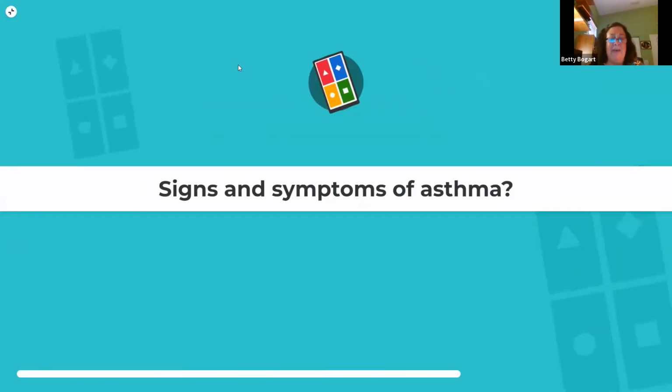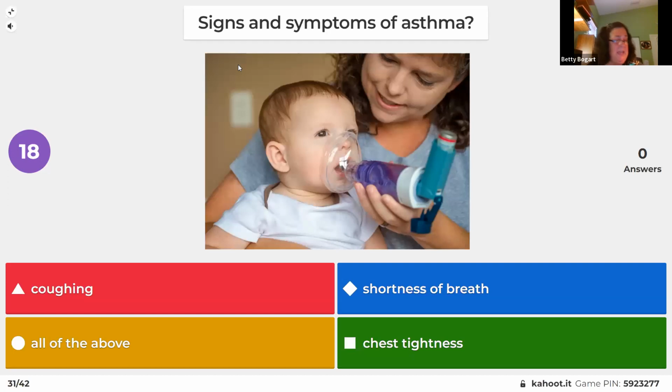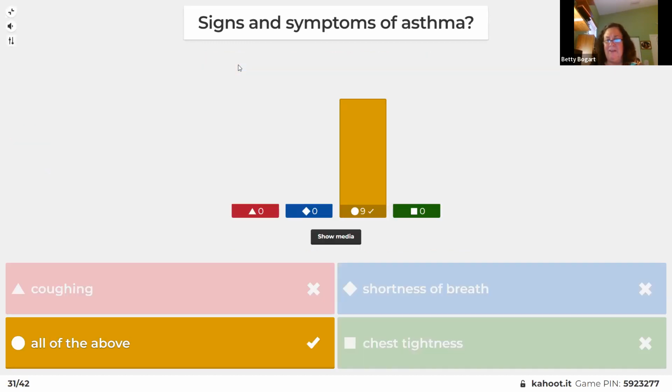Signs and symptoms of asthma. Again, another one from last week. I like to come back and hit you with them to make sure you're understanding some of those key concepts. And we know asthma usually starts with coughing, coughing, coughing. And it's that shortness of breath and chest tightness, wheezing, and prolonged expiratory phase, right?